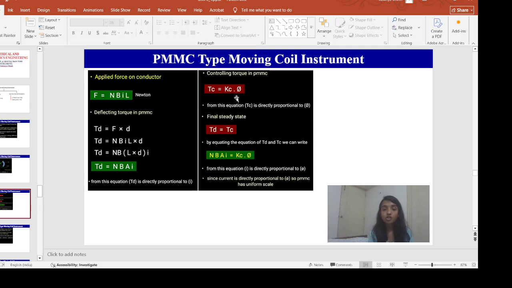So Tc equals Kc into phi, where Kc is the spring constant. At steady state, the deflecting torque and controlling torque are equal. If we equate the expressions of deflecting torque and controlling torque, we get NBAI equals Kc into phi. That means the current is directly proportional to the angular displacement phi. Since it is directly proportional, the PMMC has a uniform scale.